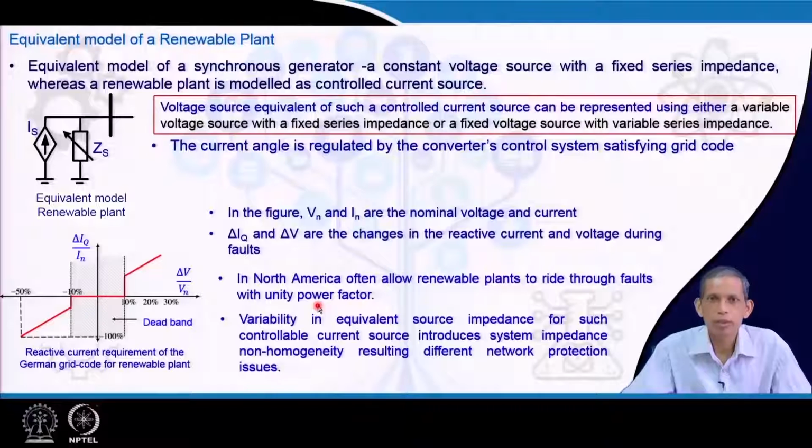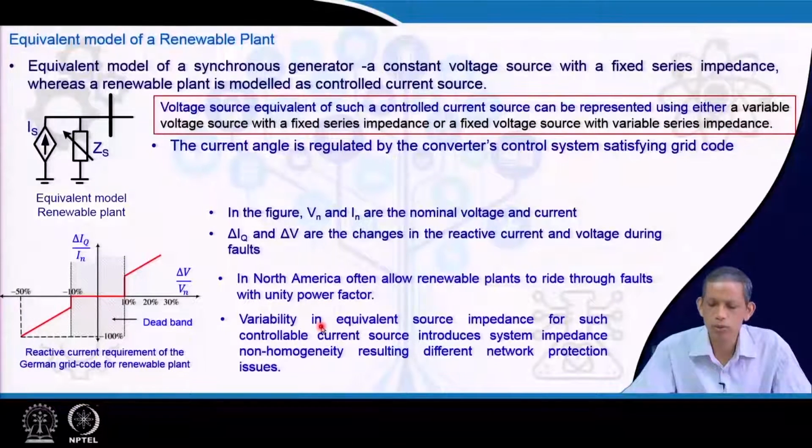So, these are the variations in the operational perspective of the converter during a fault, in how the current injection happens: is it unity power factor, is it reactive power support. That makes the fault current with respect to the voltage at that bus different as compared to the synchronous machine perspective.